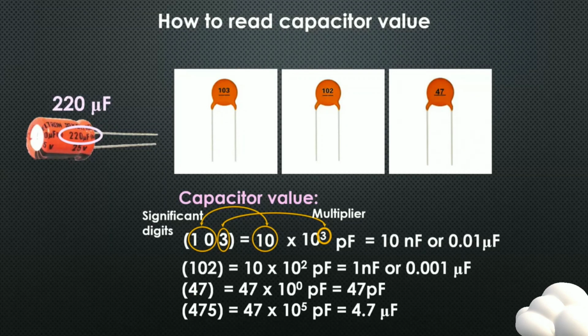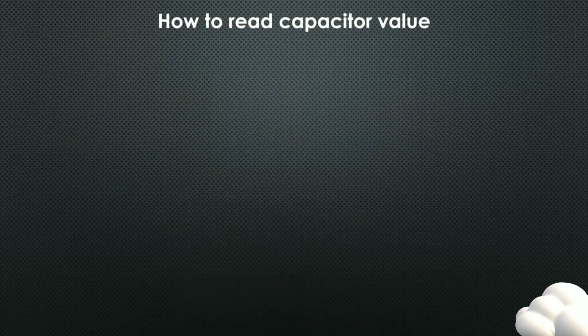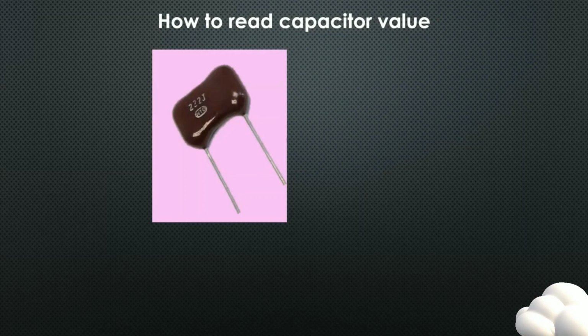Similarly, if there is an example where you have only 47, then the multiplier will be 0, and anything raised to the power 0 is 1. So 47 into 10 to the power 0 picofarad, which will be 47 picofarad. And similar examples can be taken for measuring the value of capacitance.